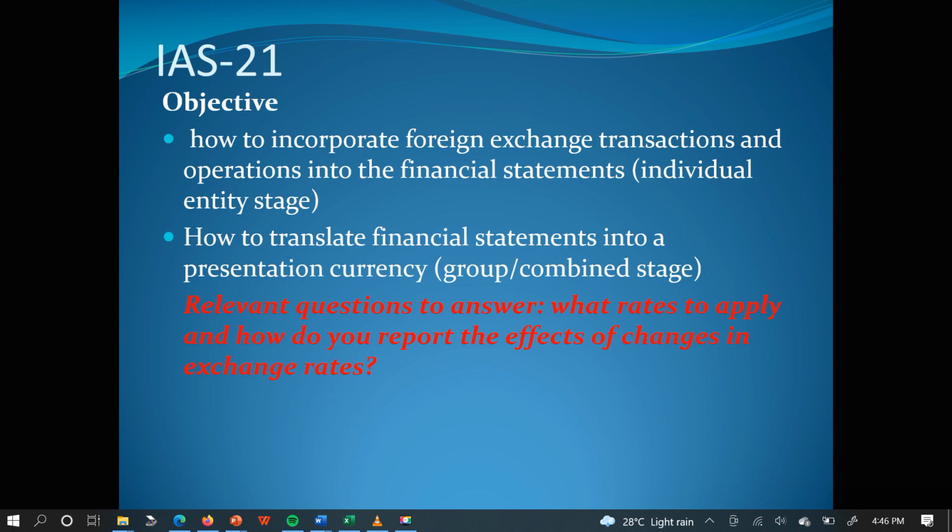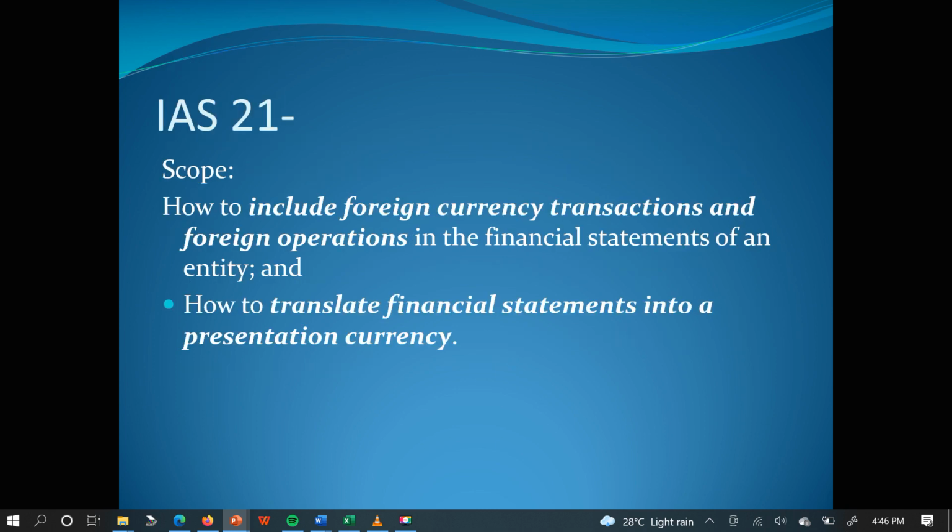I told you IAS 21 is about the choice of rate and how to account for differences. Look, if rates don't change, we wouldn't be talking about IAS 21, because if we began the year with one cedi to $1 and end the year with one cedi to $1, there is nothing to account for. But because we started the year with one cedi to $1, somewhere in the middle of the year it became one cedi to 3, then one cedi to 5. All these changes must be accounted for, and IAS 21 provides you that guidance.